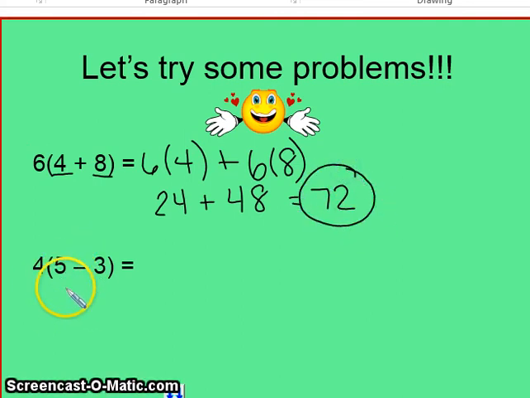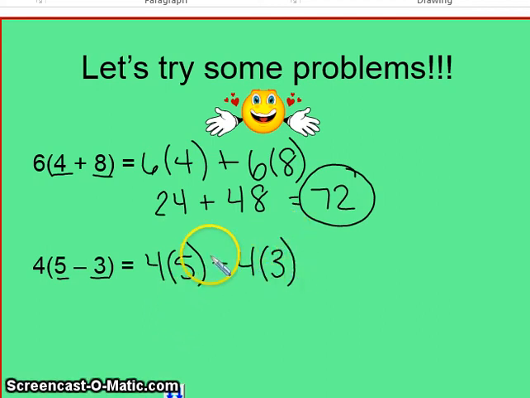Here I have 4 times the quantity 5 minus 3. Because I am multiplying something on the outside by something in parentheses, I can distribute this 4 to each term inside the parentheses. So let's identify our terms. Here's our subtraction sign, so the two things that it's separating are our terms. So our terms are 5 and 3, and I can multiply the number on the outside by each of these. So this can be rewritten as 4 times 5, and then minus, because I have to keep the same sign, 4 times 3.